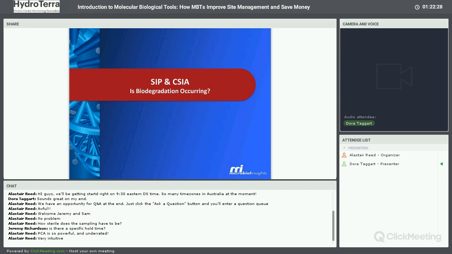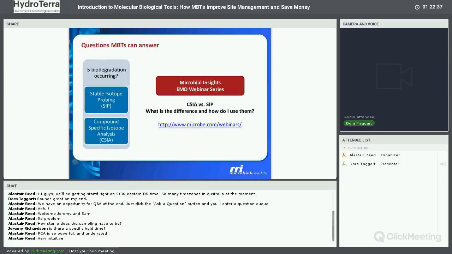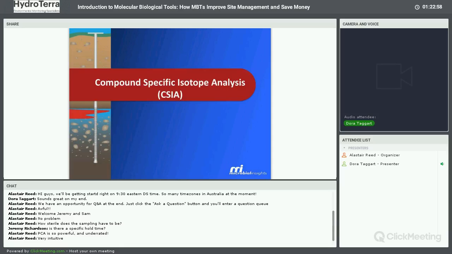Okay, so moving on, these are kind of my favorite tools that we're going to end with today. I want to talk about stable isotope probing and CSIA analysis. Again, with our time limitation today, we can't really get into the depths of the tools, but there's a great webinar on the MI website that Dr. Carrie Sublette did that talks about the differences between CSIA and stable isotope probing. So if you have time and interest in these techniques, I'd encourage you to watch that webinar. So let me go through this briefly for you.